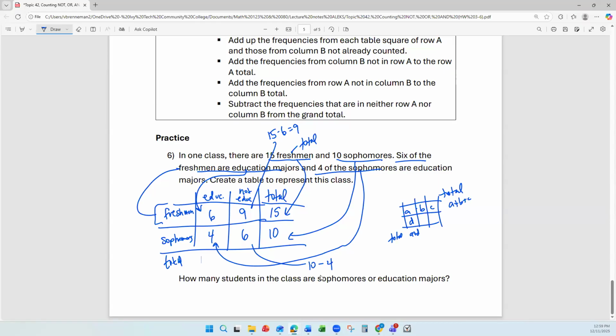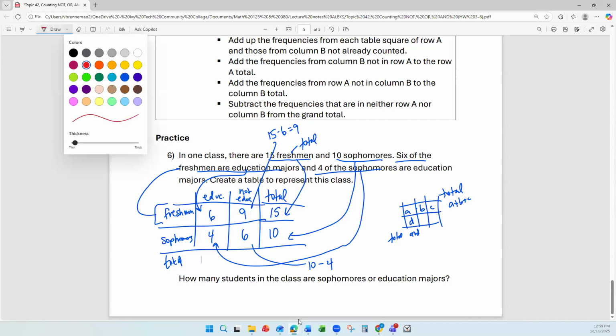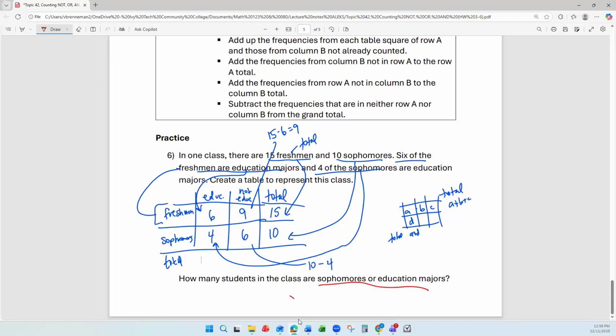So how many students in the class are sophomores or education majors? So sophomores or education majors, the sophomores are included, education majors are included. So it's these 6 freshman education majors, the 4 sophomore education majors, the 4 sophomore not education majors. So you could calculate this as 6 plus 4 plus 6, or you could do the 10 total education majors plus the other 6 sophomores, or you could do the 10 sophomores plus the other 6 education majors.